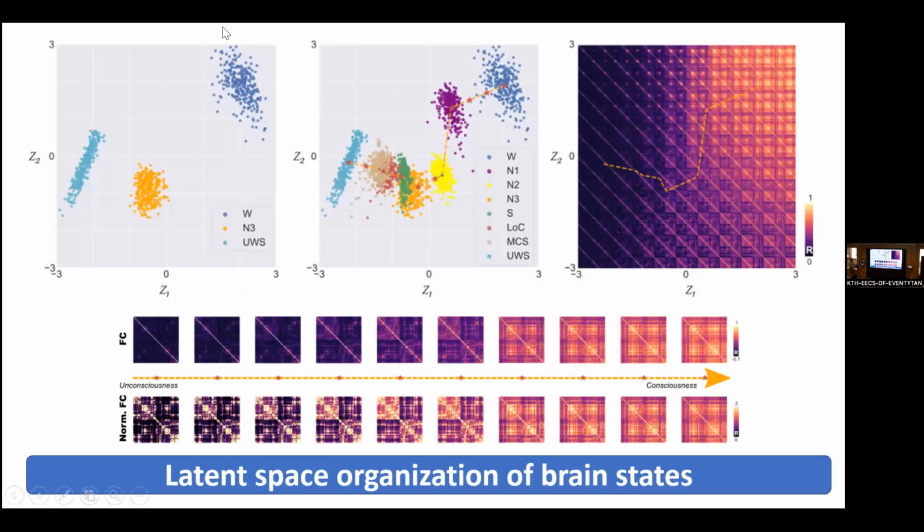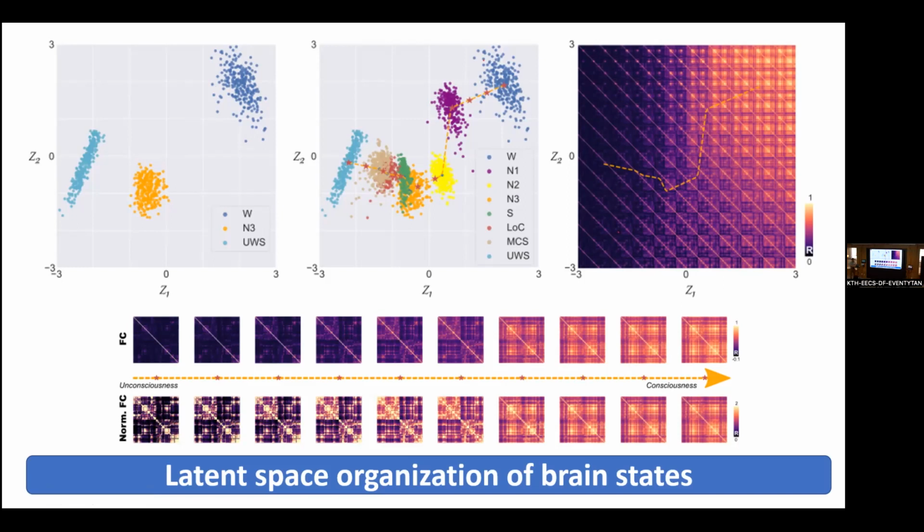Then the thing that we did is we trained the autoencoder using only 3 of these states. We trained our autoencoder using wakefulness, N3, and unresponsive wakefulness state. We also trained using the augmented data of these states, and this is what we get in the 2-dimensional space. This is the encoding of a test data set. And then we encode all the states that we are considering in the work.